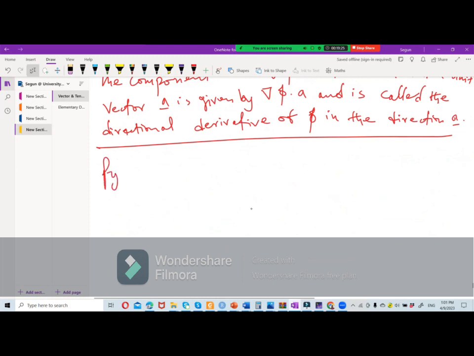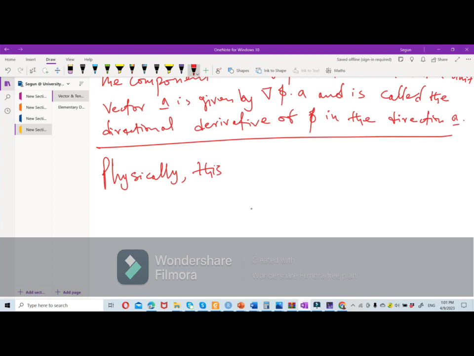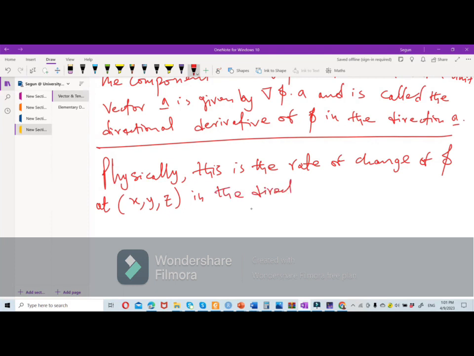Physically, this is the rate of change of phi at x, y, z in the direction of vector A.